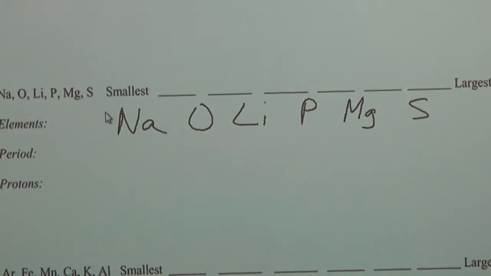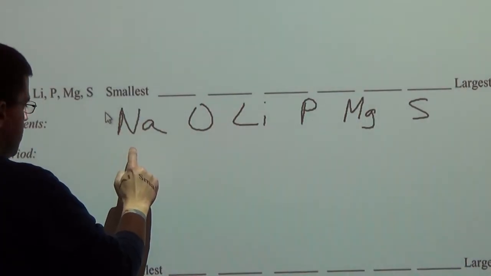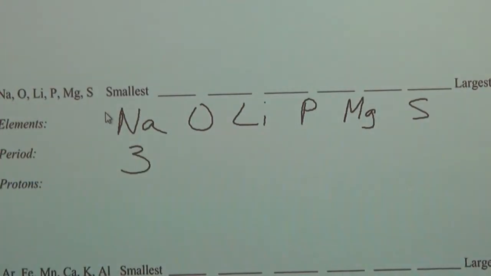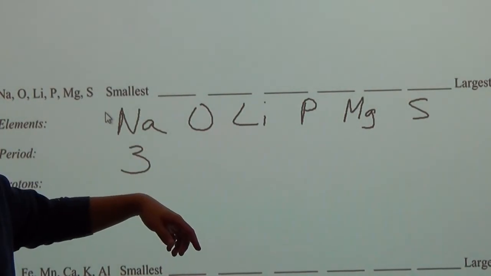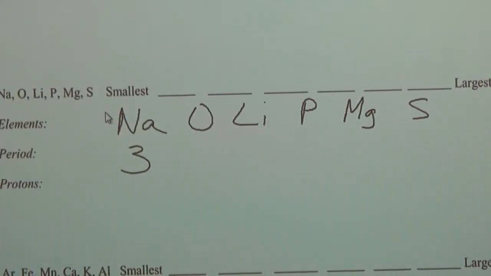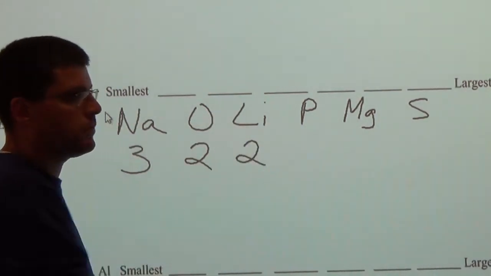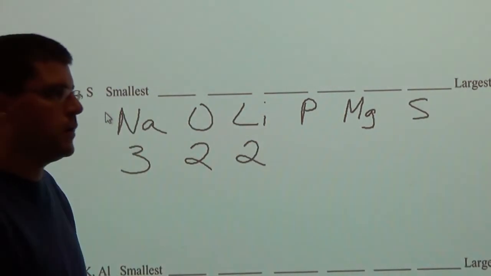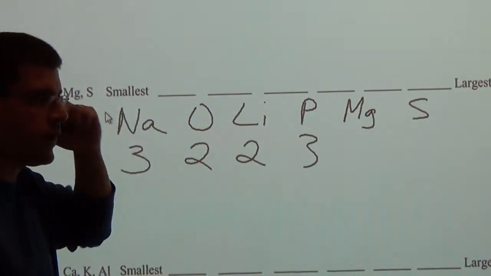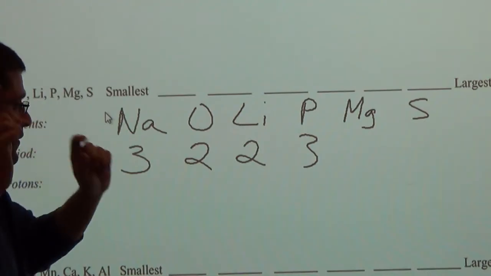Okay, now, what period are they in? So when I look over my periodic table, I know I have it written, but I like to double check to make sure I'm good. We see that sodium is in period 3. Oxygen is in period 2. Lithium is in period 2. Phosphorus, period 3. Hold on, let me double check because I just got distracted by thinking about lunch duty.